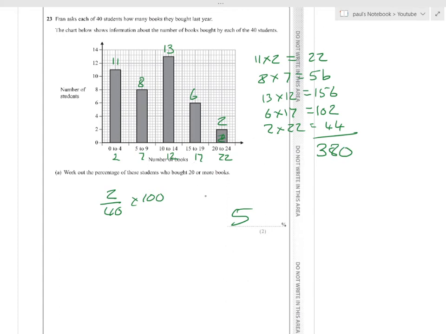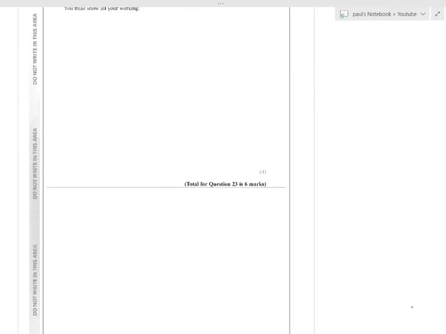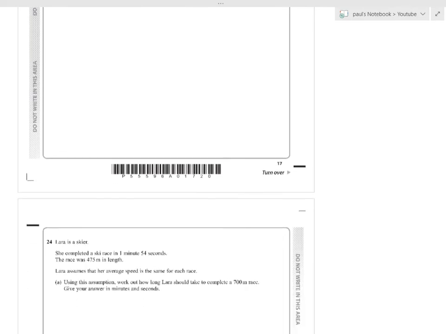We're using the midpoints. So then if we take the 380 and divide that by the 40, we get 9.5. That's the mean. 9.5. I'll write it in there as well.